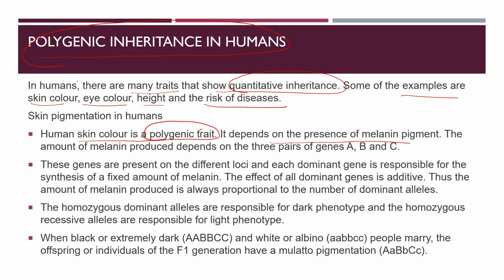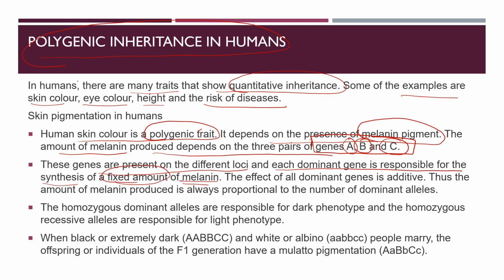It depends on the presence of the melanin pigment, and the amount of melanin produced depends on three pairs of genes, A, B and C. These three pairs of genes are producing the melanin, and on that melanin production only, the skin color of the human body depends. These genes are present on different loci, and each dominant gene is responsible for the synthesis of a fixed amount of melanin. Is it clear to you all?